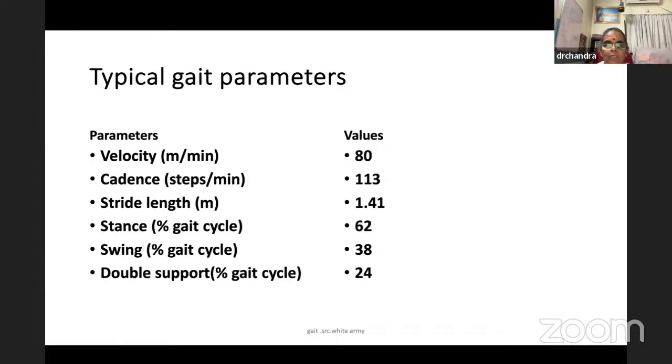As I told, the swing phase, the double support phase, and the heel support phase. So you have got velocity, you have got cadence, you have got stride length, you have got stance, swing, and double support. These are grossly the values. They change based on the weight, the height, and the dynamism of the individual. But these are standard values.